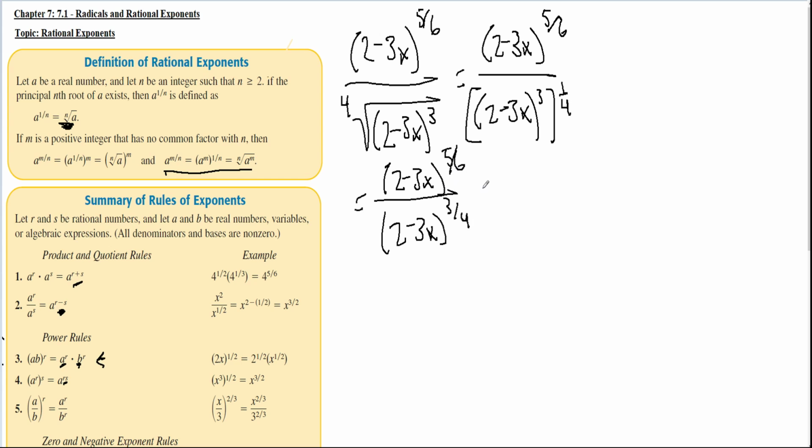So not only do they have different numerators, but now they have different denominators. So what I have to do is figure out what their least common denominator is, okay? So 2 minus 3x raised to 5/6 minus 3/4. So the least common denominator for these two is 12. So I have to multiply this fraction top and bottom by 2, and this fraction top and bottom by 3, okay?